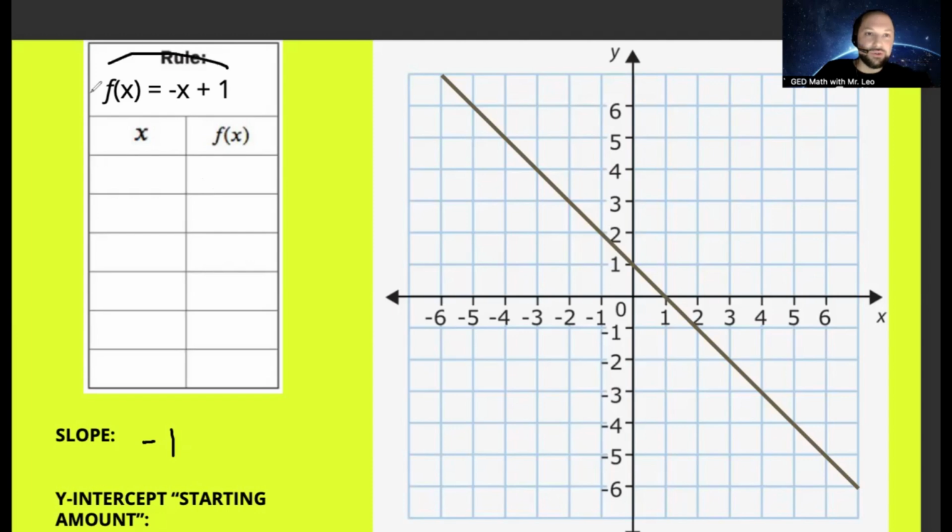If you look up here at the rule, do you see the -1? Sort of. I definitely see the negative, but this is that example of the invisible 1. Negative x means -1x. This is a slope of -1.